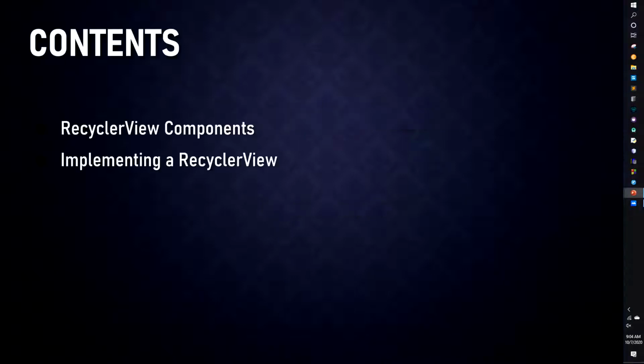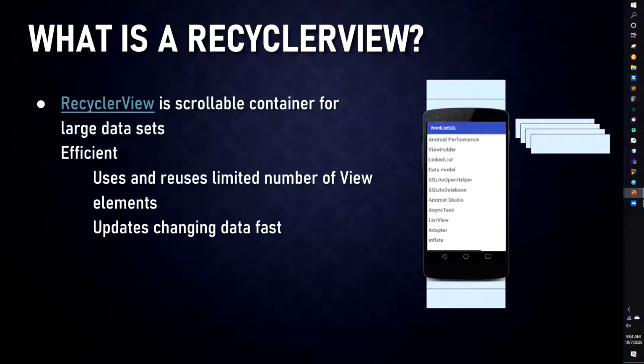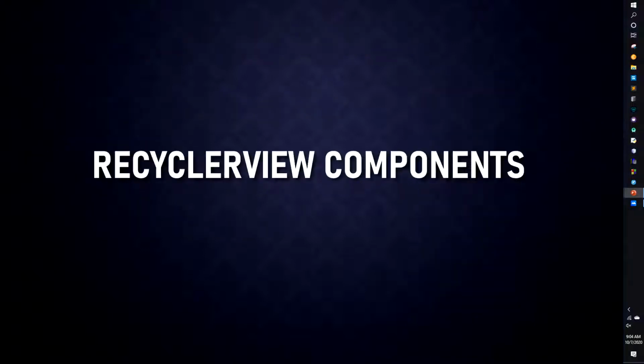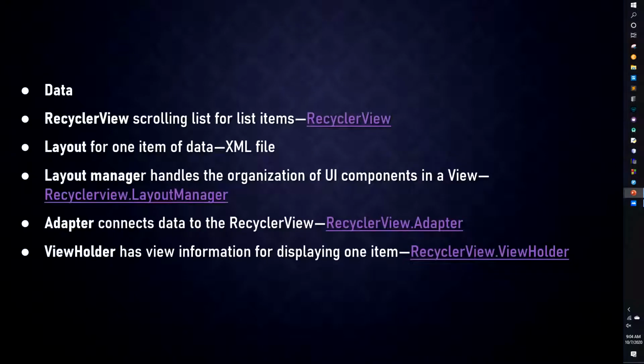So we already talked about the components needed for recycler view. It uses a limited amount of views, updates the changing of data, and it's very fast and efficient. We have the data to be listed, the recycler view itself, and the layout for each data item, and we already created that data. And we also use the layout manager to handle the organization of UI components.